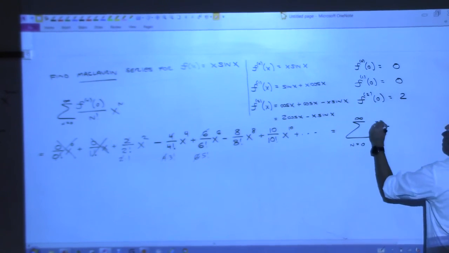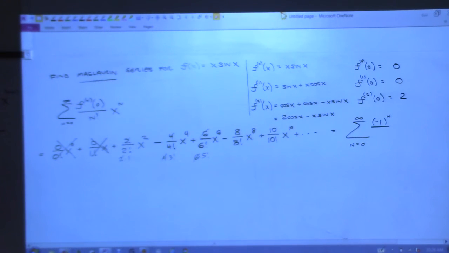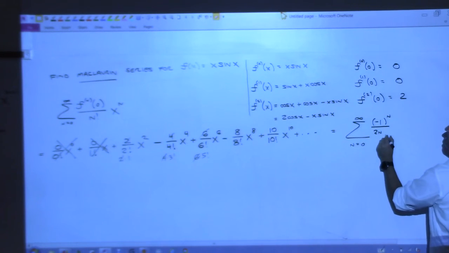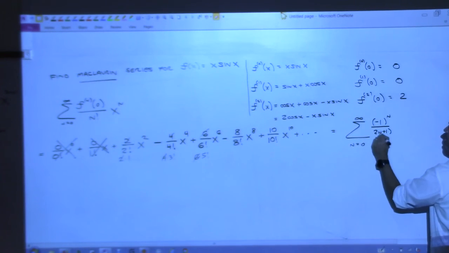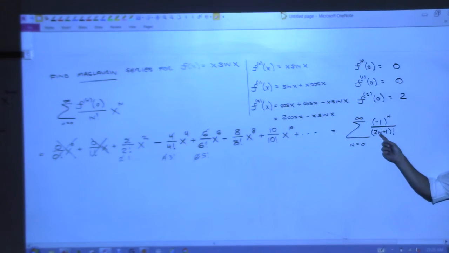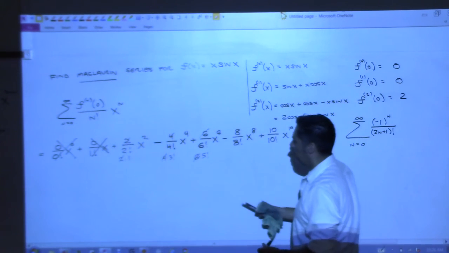Negative 1 to the n. That'll start you positive. On the bottom, it's 2n. You want to start at 1 factorial. So plus 1, because you're starting at n equals 0, right? So if I go n equals 0, that's 1. n equals 1, that's 3. You all right with that? It gives me my factorials on the bottom.